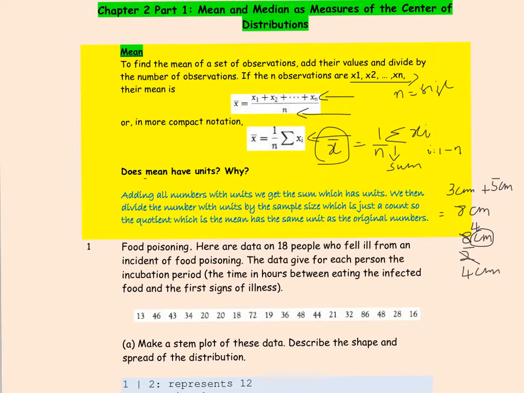So yes, the mean does have units because we are just adding numbers with the exact same unit and then dividing by a number n. So that's the reason why the mean has units.